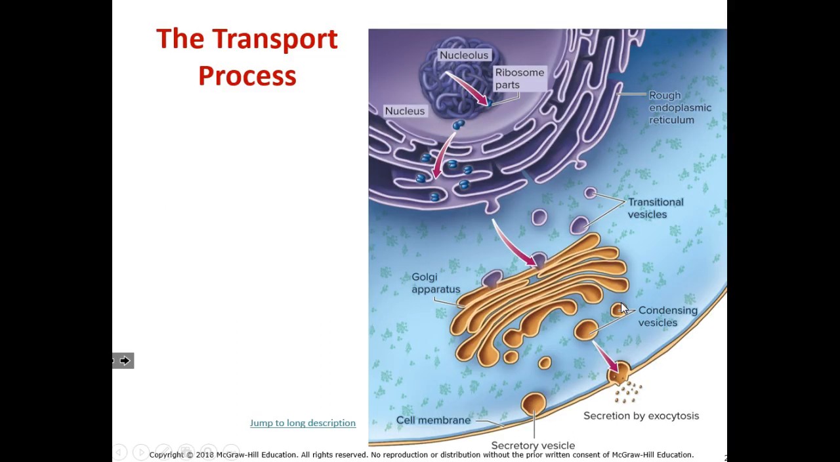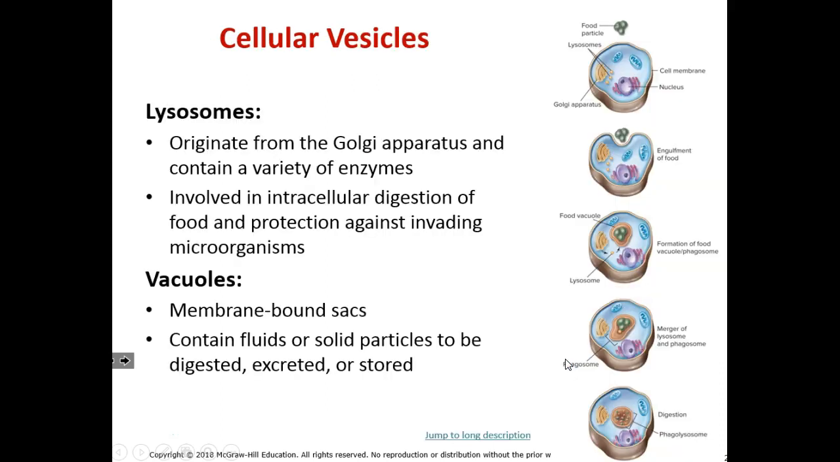Here's the transport process right here. There is the Golgi apparatus. And it comes on out and goes into the Golgi apparatus, and there are some condensing vesicles, and we're going to see that it is going to continue into these vesicles, which are going to eventually end up in vacuoles.